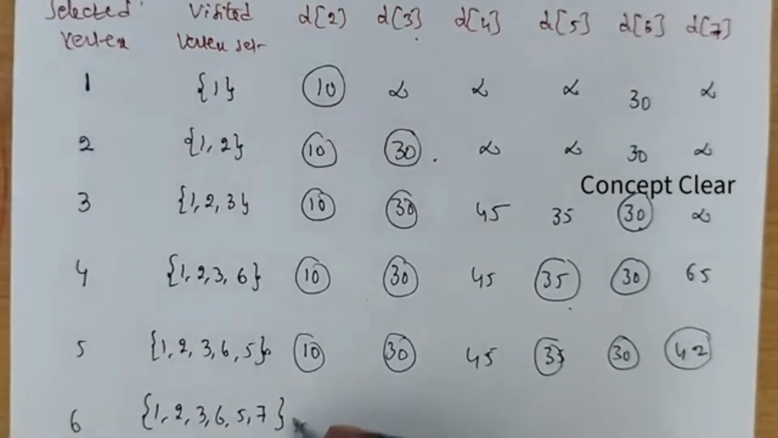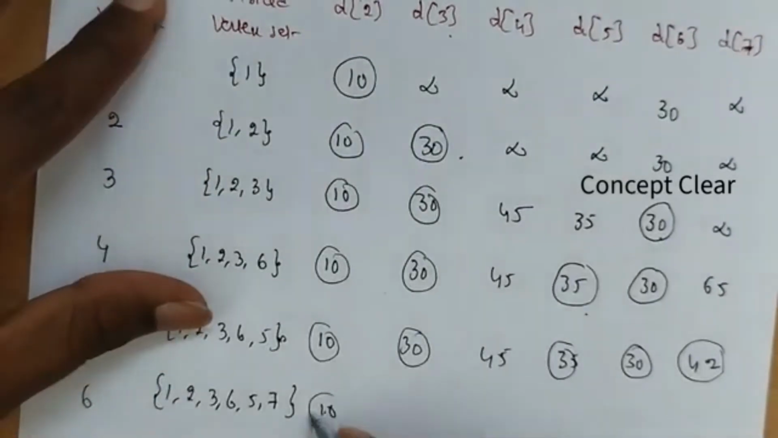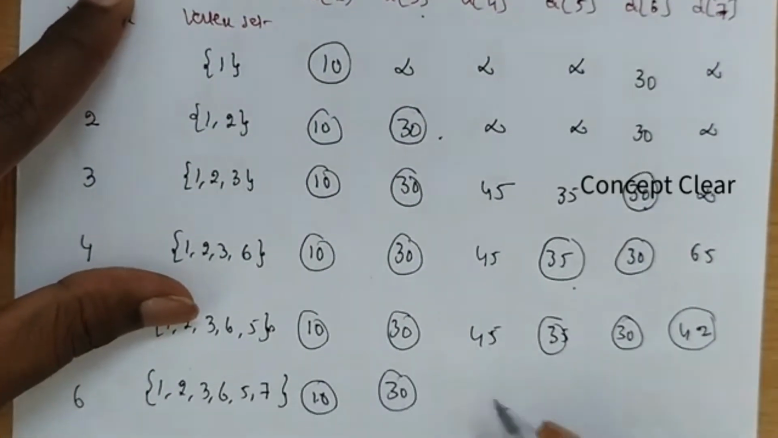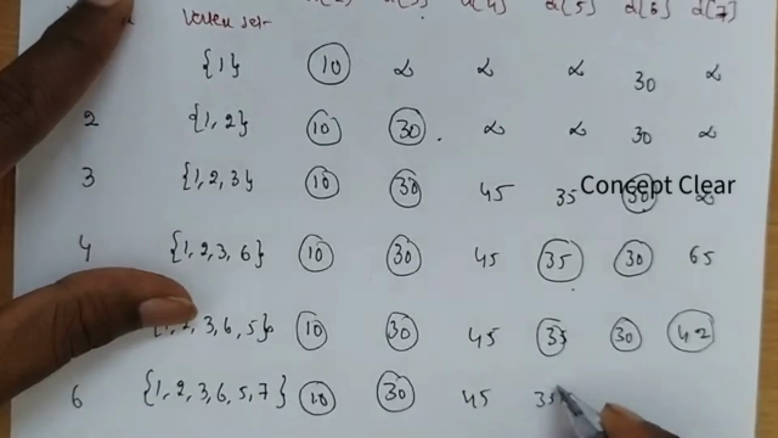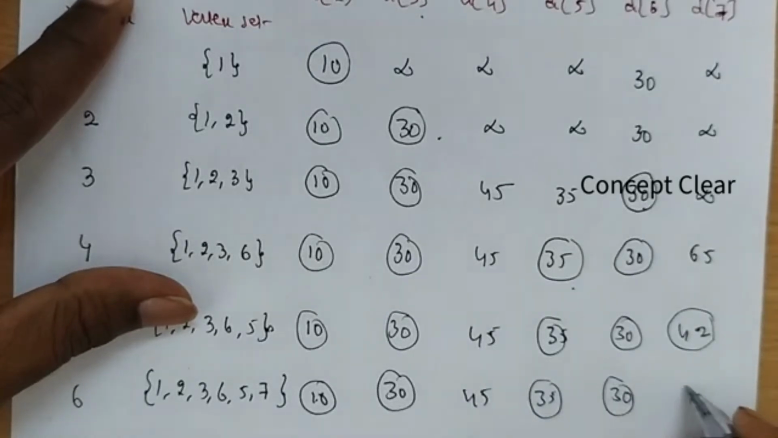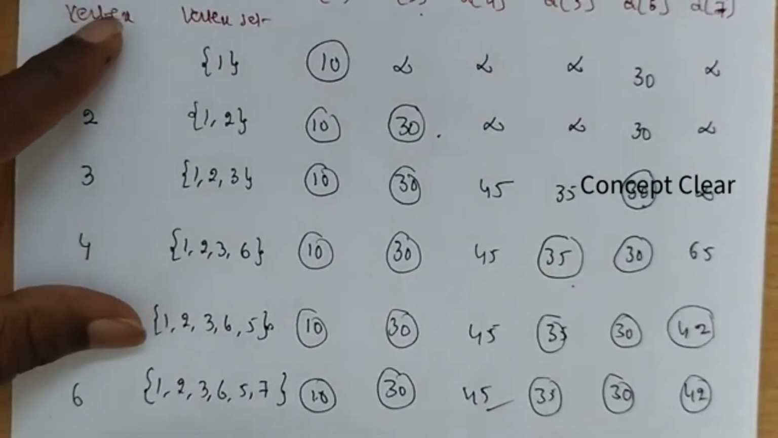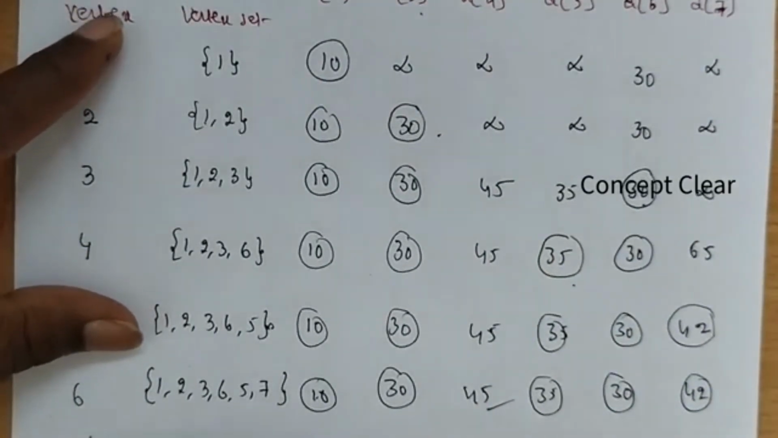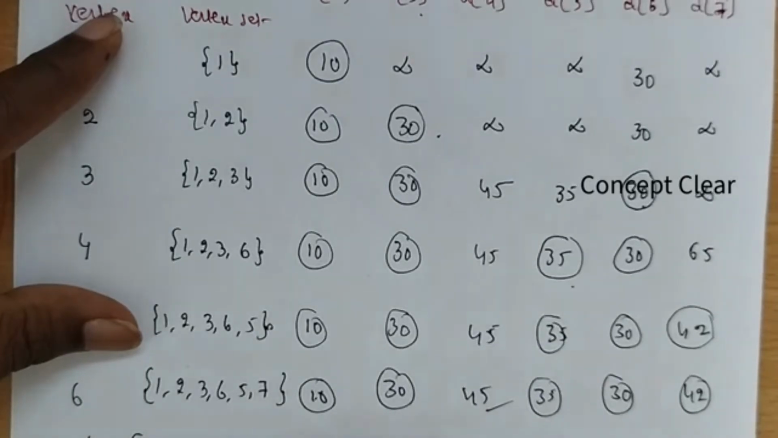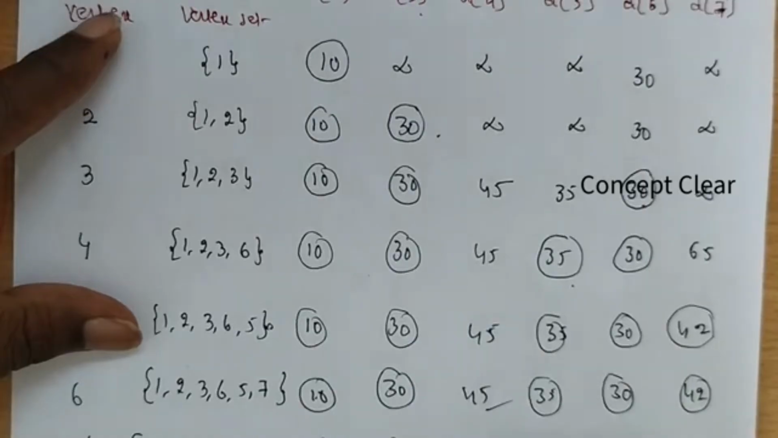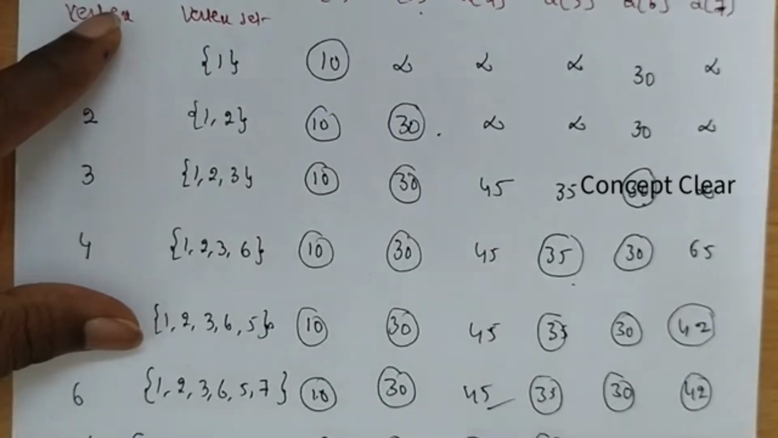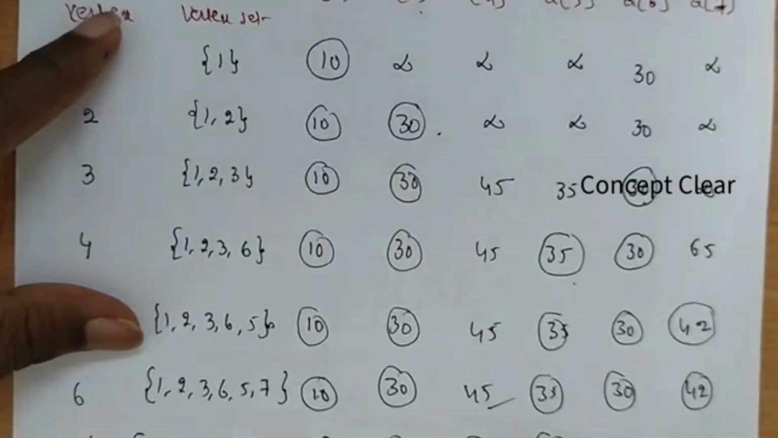So in the sixth one, 1, 2, 3, 5, 6, 5, 7. The cost is 10, 30, 45, 35, 30, 42. And the remaining one is 4. So 7, fourth is visited last. So what is the cost? 1, 2, 3, 6, 5, 7, 4. Next, all the 10, 30, 45, 35, 30, 42.